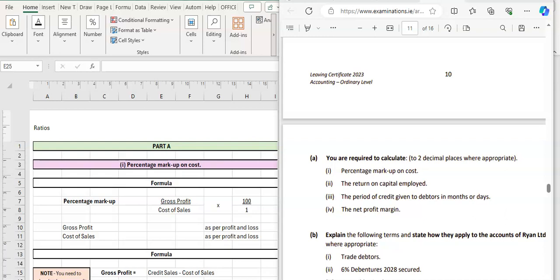Now sometimes you can be asked for the percentage margin. If it's the margin, it's the gross profit divided by sales. So try to think of it, markup, you've got cost of sales, margin, you just got sales. So the first thing we need to do is find out what is our gross profit and what is our cost of sales.